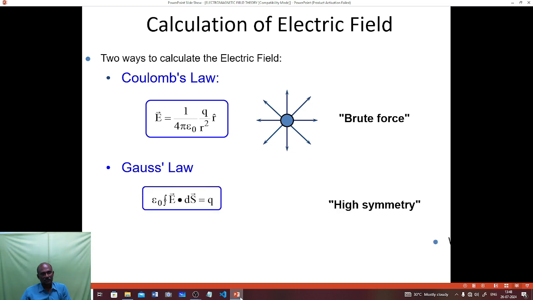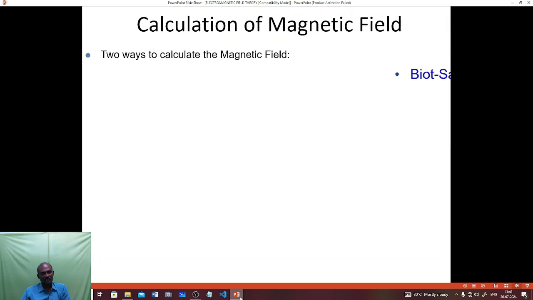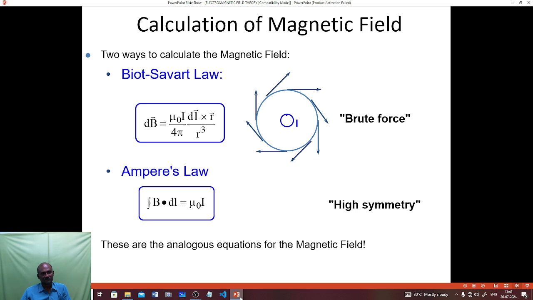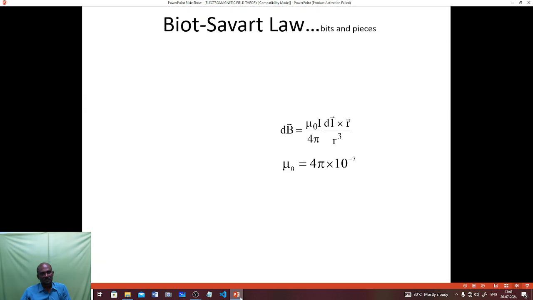As in Coulomb's law, here we are substituting the Biot-Savart law. And as a substitution for Gauss law, here we are using Ampere's law. So Biot-Savart law, dB is mu naught I by 4 pi divided by r cube, where mu naught is 4 pi into 10 power minus 7, the permeability of the material. For the current element I dx, at any distance x, we are finding dB.